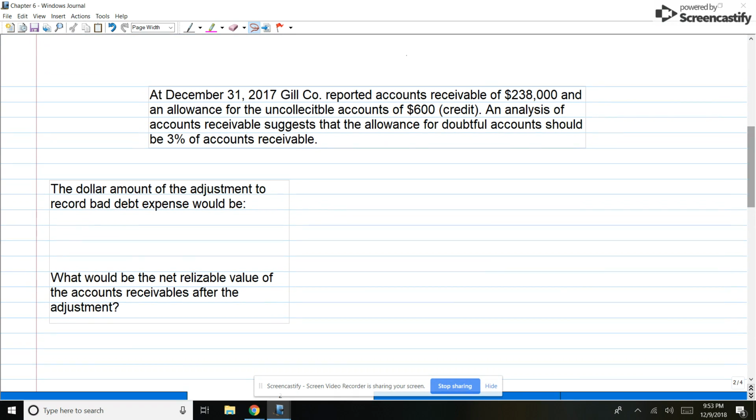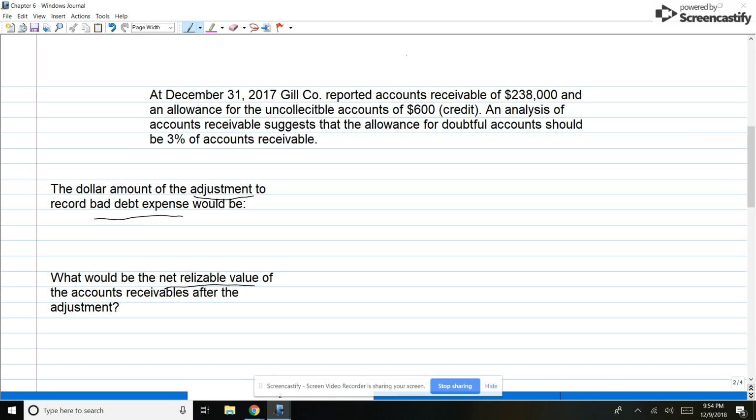Alright, in this first one, at December 31st, 2017, Gill Company reported accounts receivable of $238,000 and an allowance for uncollectible accounts of $600, which had a credit balance. An analysis of accounts receivable suggests that the allowance for doubtful accounts should be 3% of accounts receivable. The question wants to know the dollar amount of the adjustment to record bad debt expense and what our net realizable value of the accounts receivable will be after the adjustment.